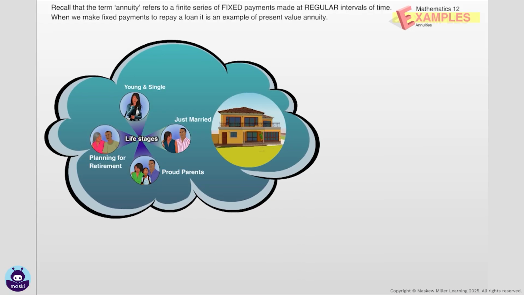Present value annuity and derivation of formula. Recall that the term annuity refers to a finite series of fixed payments made at regular intervals of time. When we make fixed payments to repay a loan, it is an example of present value annuity. Recall the example of present value annuity that we saw earlier.